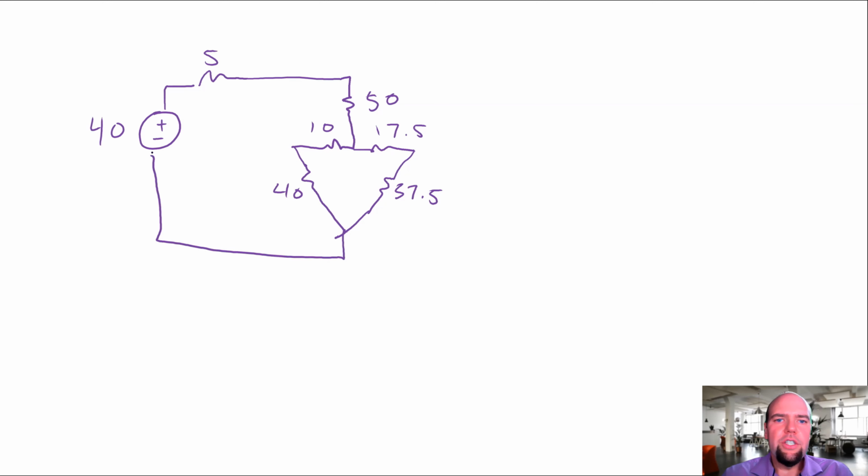Okay, so now we can simplify this even more. Now we have a 17.5 in series with a 37.5, and a 10 in series with a 40. So the 17.5 in series with a 37.5 is going to be 17.5 plus 37.5, which, just doing it in my head, should be 55. And then the 40 and the 10 should be 50.